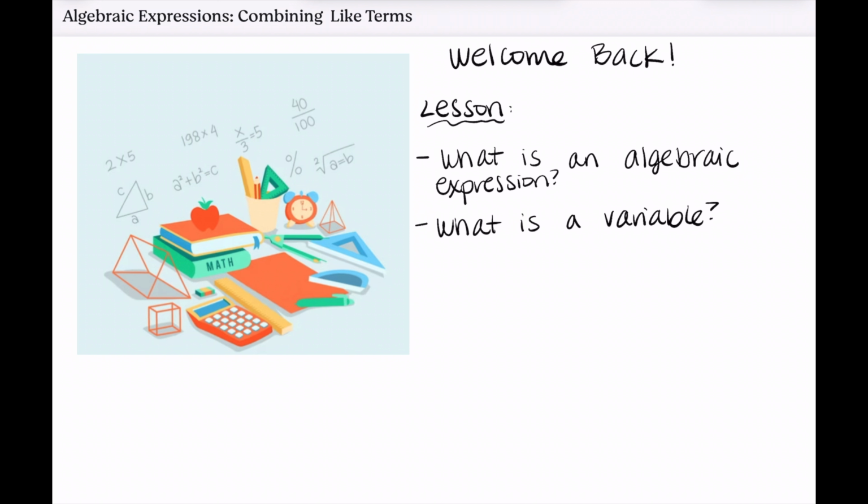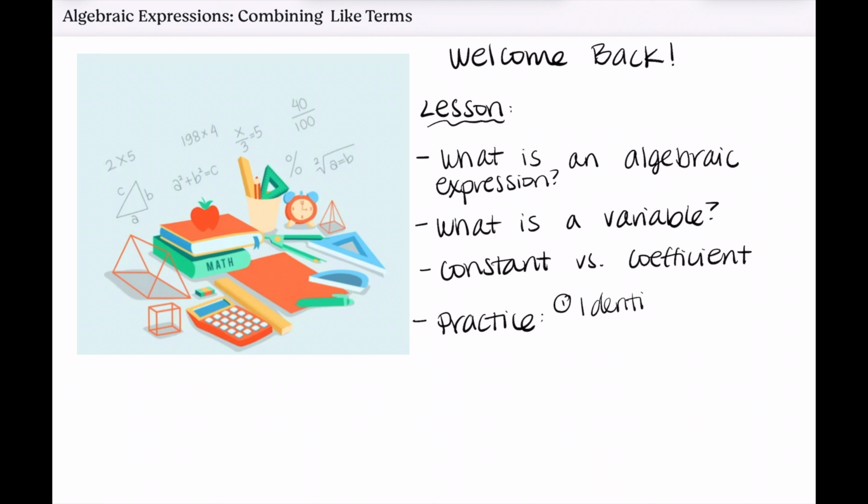prior to this video. But for today's lesson, we're first going to start off and we're going to go over what is an algebraic expression. Then we're going to explain what is a variable, and we're also going to explain the difference between a constant and a coefficient. And then last but not least, we're going to do some practice.